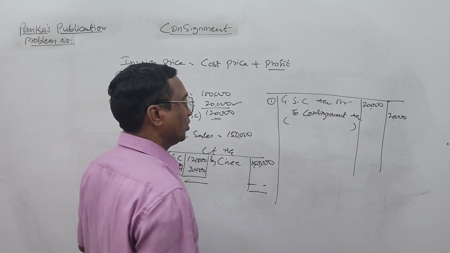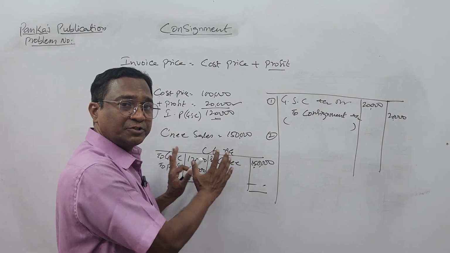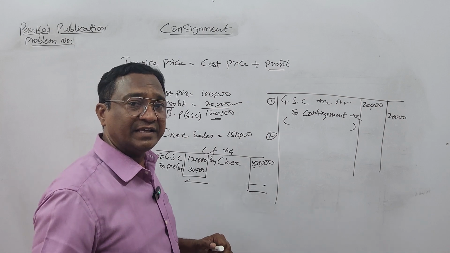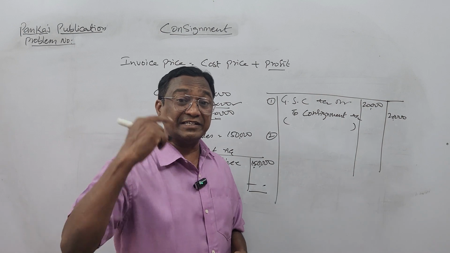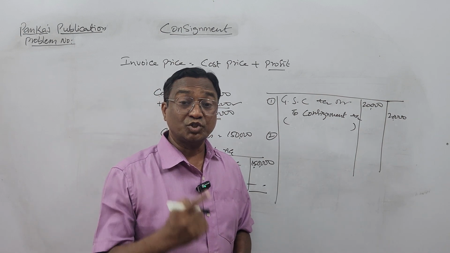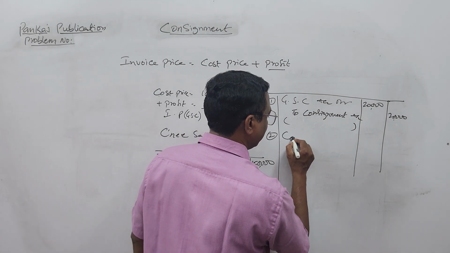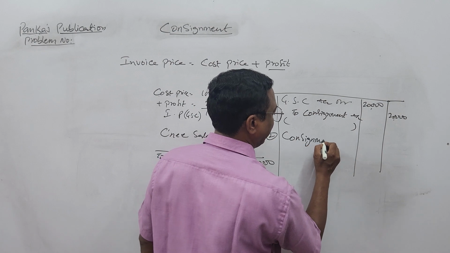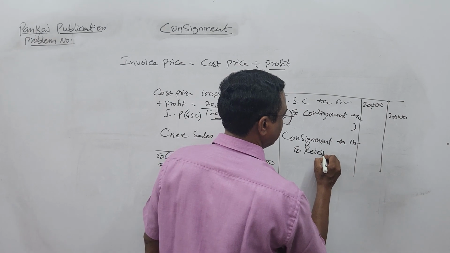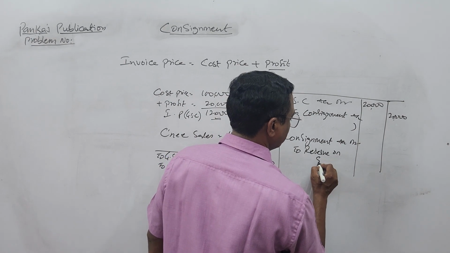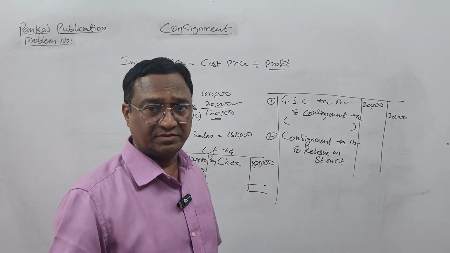The second extra entry you are going to pass is when you are calculating closing stock. In this example, I specified that everything is sold. In case there is any closing stock calculated on invoice price, that is also added with some excess amount, so that has to be cancelled. The excess closing stock amount has to be cancelled. For that, we will write this entry: consignment account debit to reserve on stock on consignment, or we can write it as consignment stock reserve. Anything is fine.